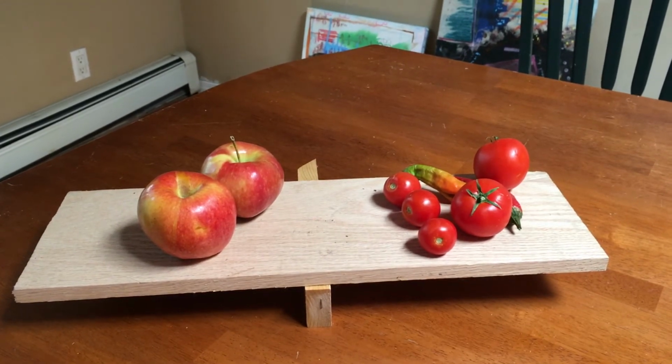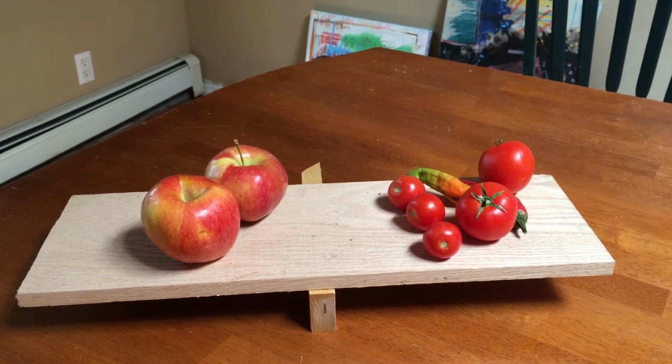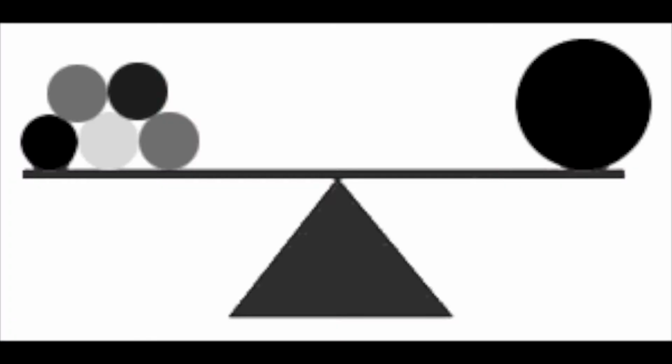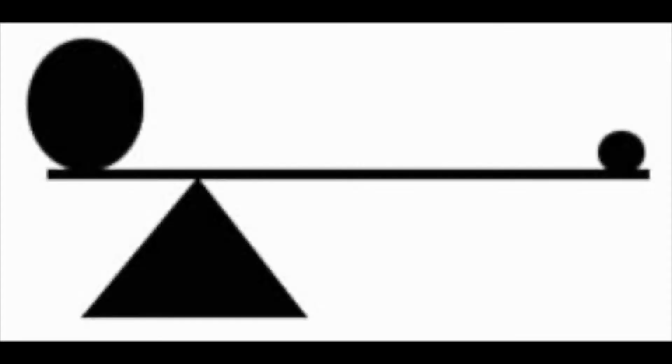Asymmetrical balance is where we have different things on each side, but they tend to balance each other out. This can be done by having a larger number of small things or a smaller number of large things. This can also be done by positioning things, so putting a smaller thing farther away from the center.